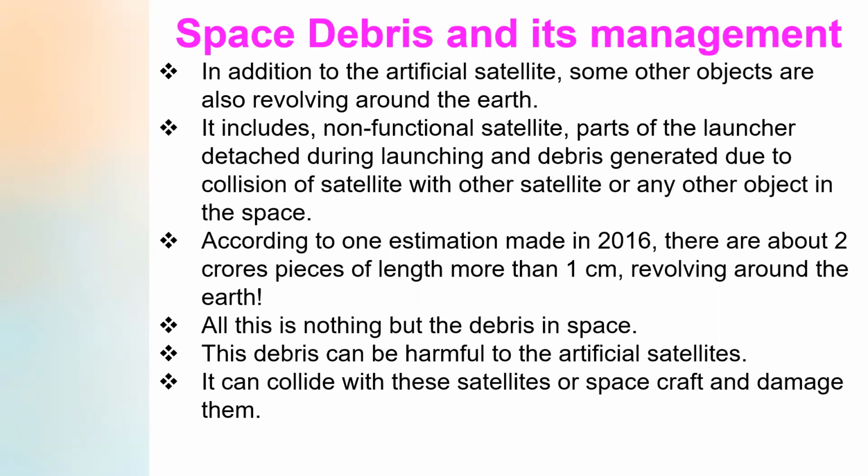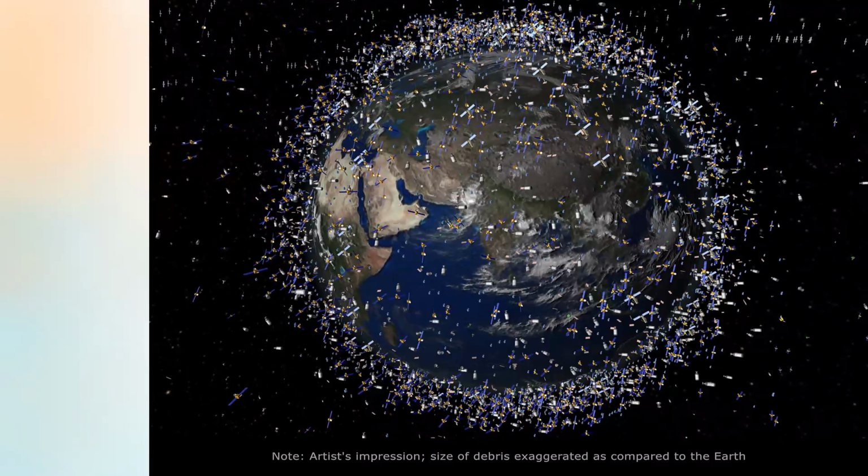This debris can be harmful to artificial satellites. It can collide with a satellite or spacecraft and damage them. See, this is the debris in space. See the slide, there is a photograph on it. See the debris around the Earth. Satellites are also there, and the debris. See how the Earth is looking.